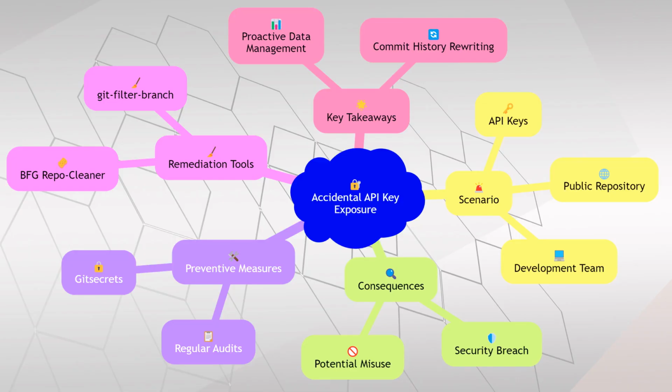Consider a scenario where a development team accidentally commits API keys to a public repository. This exposes the keys to potential misuse, leading to a security breach. By implementing tools like Git Secrets and regularly auditing the repository, the team could have identified and removed the sensitive data before it was exposed. Additionally, using BFG Repo Cleaner or Git Filter Branch to rewrite the commit history would have ensured that the sensitive data was permanently removed. This case study highlights the importance of proactive data management in source control.